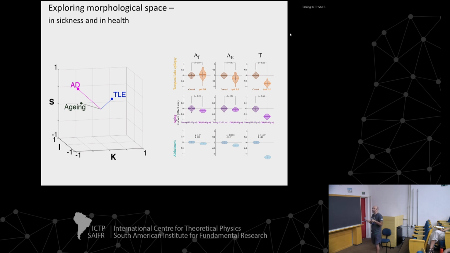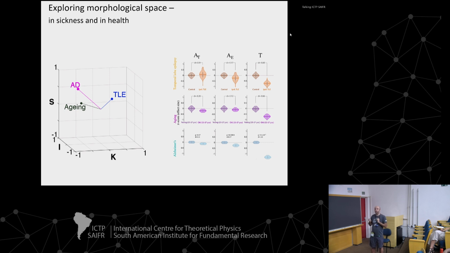And what we see is that in all cases, aging, Alzheimer's, and epilepsy correspond to a significant lowering of the thickness. It seems, in fact, that every pathological condition in the brain, every degenerative condition in the brain, leads to a thinning of the cortex. That's one of the most ubiquitous findings in neuroimaging. The areas change, but they don't change as significantly. So you could think that morphologically, all of these three processes are doing the same thing to the brain.